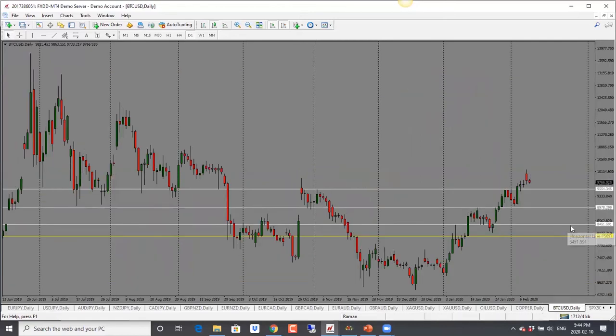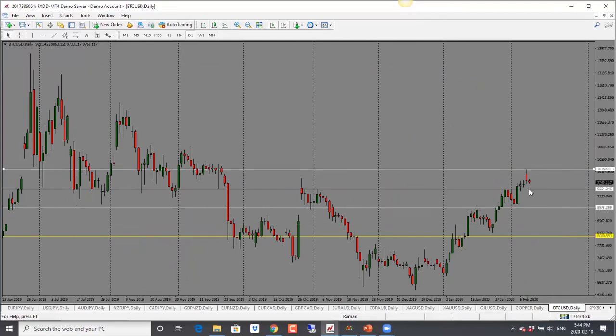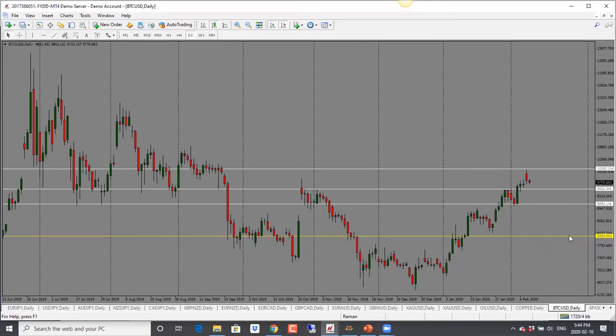Bitcoin here, Bitcoin did a nice move to the upside, but today we do have a bearish candle close. So we could see a drop here. First target is 9550, and then second target is 9100. So bias is bearish for Bitcoin here.